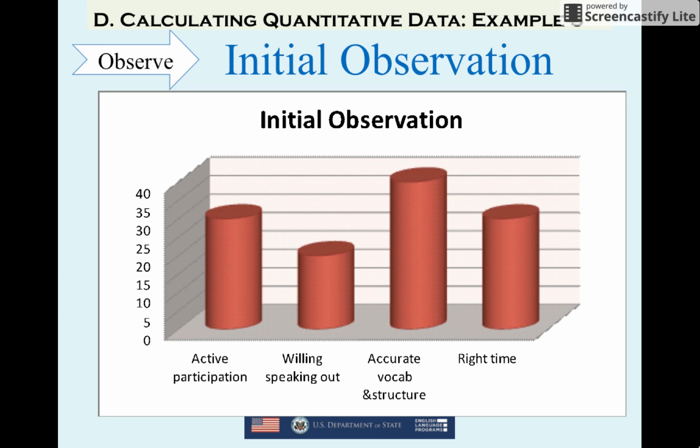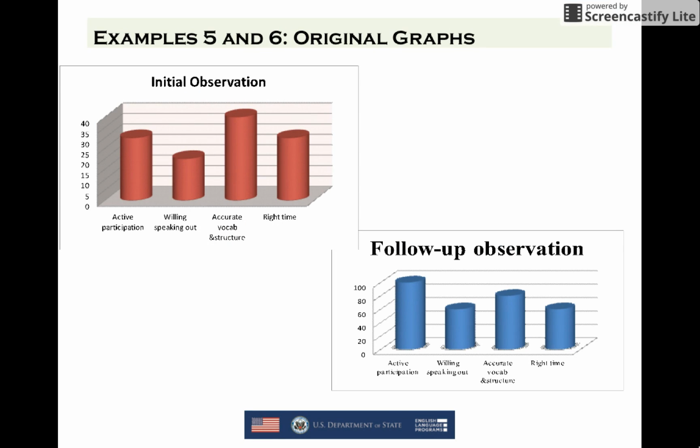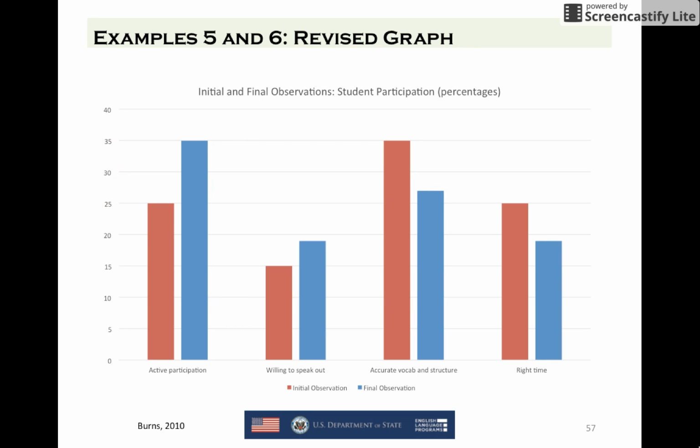This is the initial observation, and then we see a follow-up observation. Putting the two graphs side by side, we can see the initial and the follow-up data results. And finally, if we combine these results into one graph, as seen in this slide, it makes it very easy to read and see the differences that the action and the action research has made.